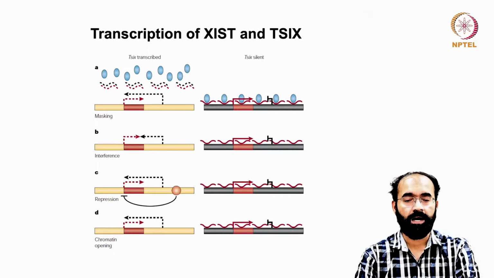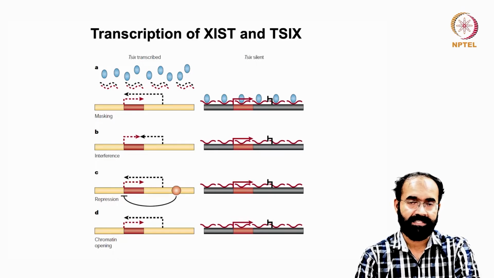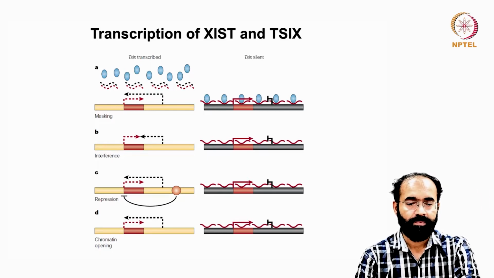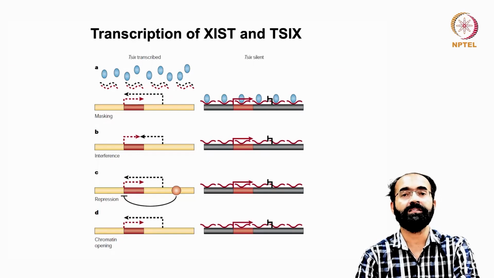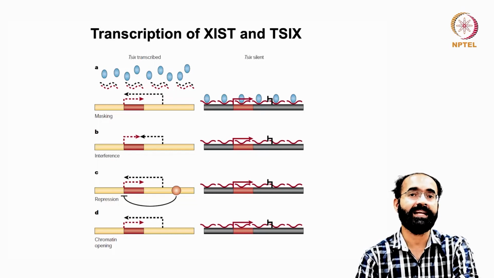So let us see how the transcription of Xist and Tsix takes place in a cartoon fashion. Here you can see Tsix is transcribed, and you know the outcome. When Tsix is transcribed, it can create a masking effect onto Xist, and if Tsix is expressed, it can create an interference. Remember, when transcription has to happen, the transcriptional machinery is assembling onto one chromosome, so it can create steric hindrance.